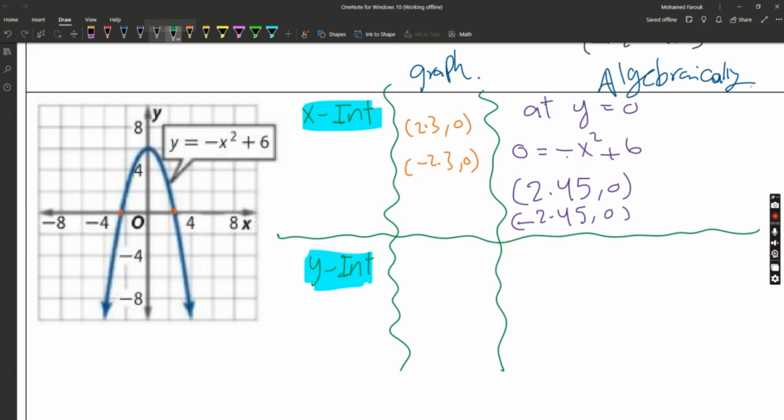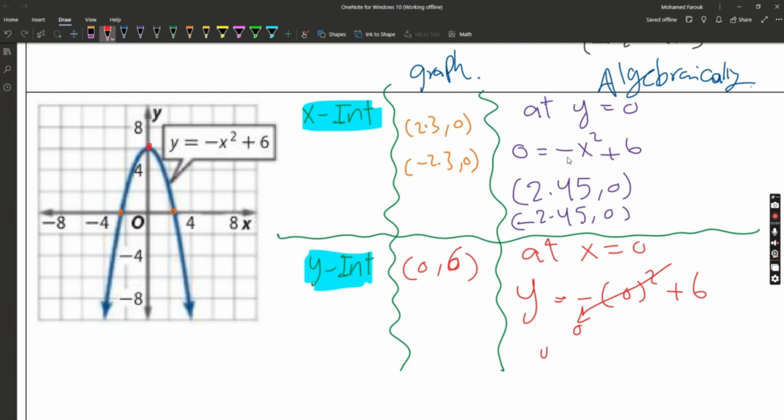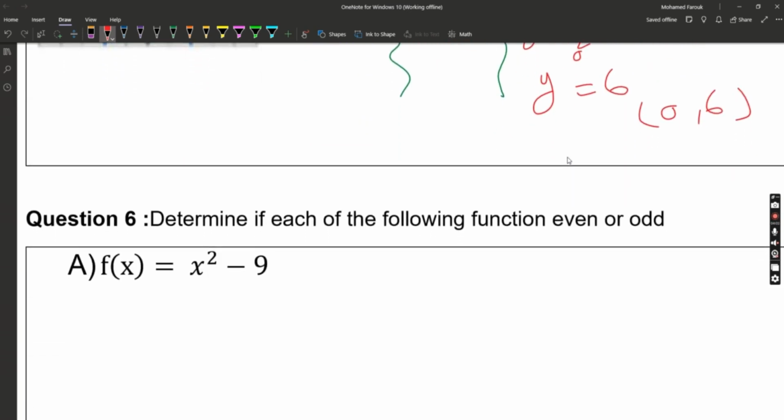Okay, let's do the same with y-intercepts. At first, let's estimate the y-intercept. It's here between 4 and 8, so it's 6. So it would be (0, 6). To get it, we will set x to be 0. At x equal to 0, y is equal to -0 squared plus 6. Actually, this one is very easy to do in your head, so y is equal to 6. So the point is true, it's (0, 6). Okay, next.